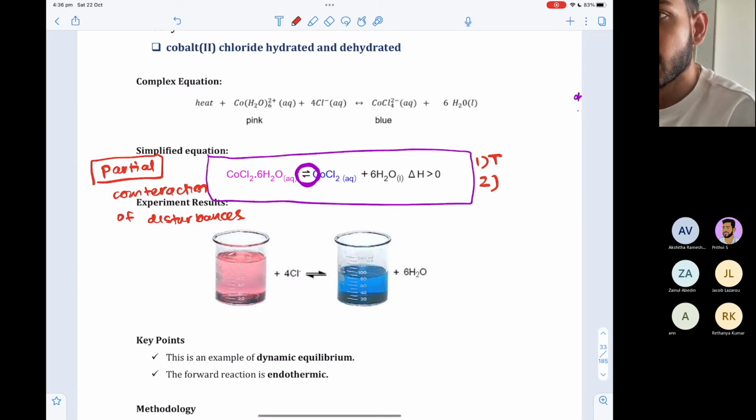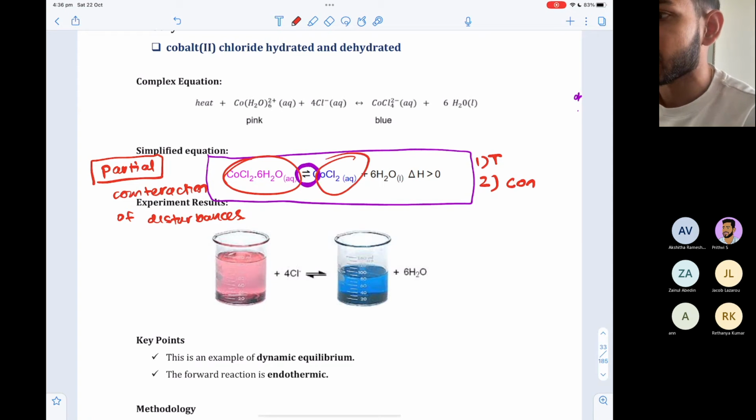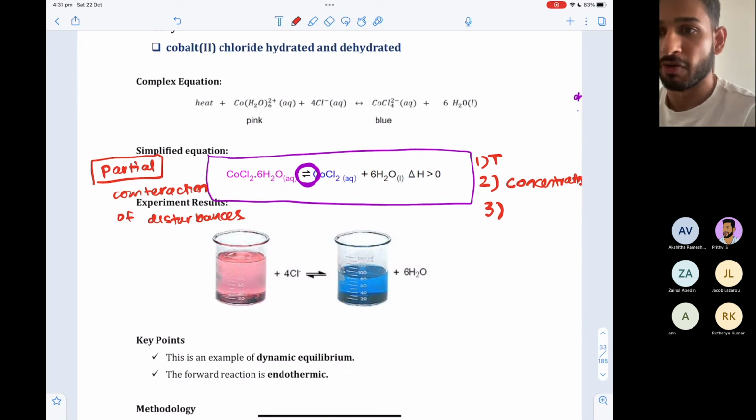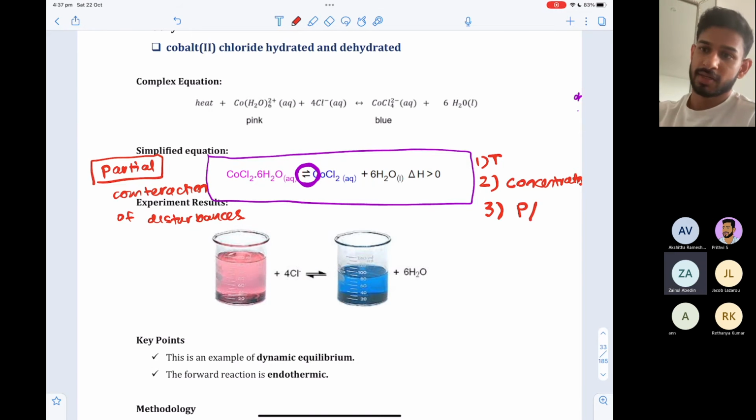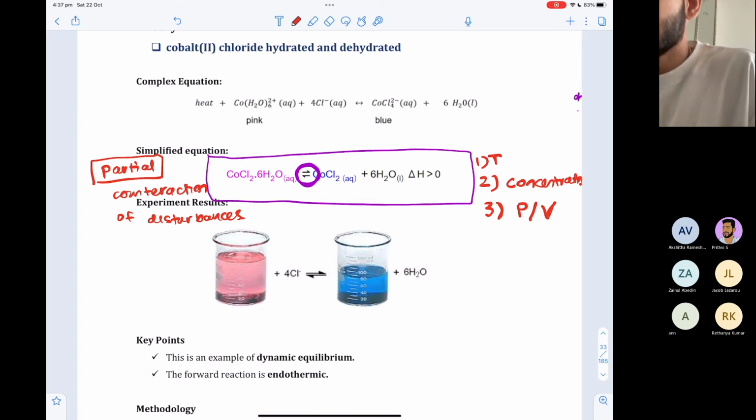What's another one, Zainal? Changing the concentration. Very good. So I can take some of these molecules out. I can add some of these molecules. Very good. So concentration. And what's the last one? The last one does not apply to this equilibrium, but it will apply to those that have gas molecules forming. Pressure. Very good. Pressure, and whenever you say pressure, what's the other thing you need to say? Volume. Very good, right? So it's the ideal gas law quadrant. PV equals nRT. Tells you pressure, volume, and temperature all related to one another. But good. So these are the 3 ways you can disturb a chemical equilibrium.